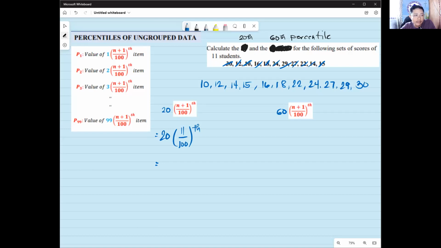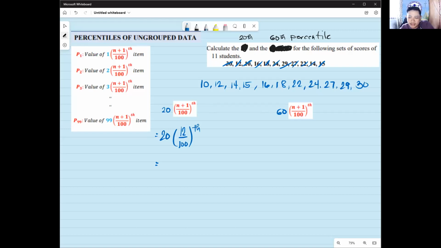Sir, bakit po 11? Ay, sorry. It's 11. Ay, oo nga pala. 11 plus 1. Sorry, it's 12. Thank you for the correction. Kasi n plus 1, that's 12. Okay, that's it. Oh, press it again. 12 over 100. 12 over 100 times 20. Kindly press it if we will get the same answer. Sorry for that. I pressed the wrong answer.